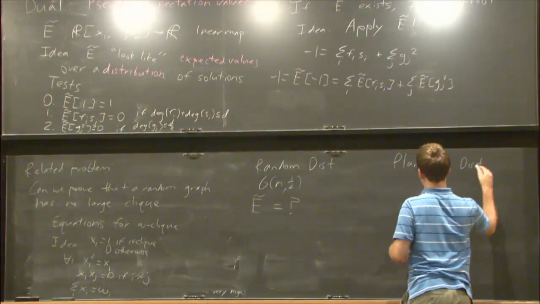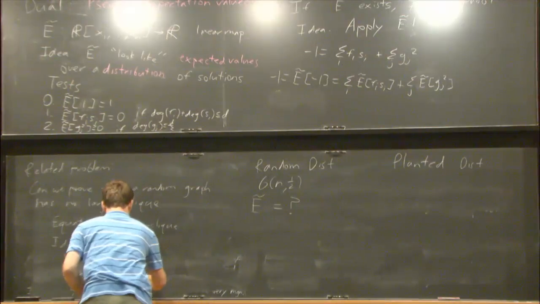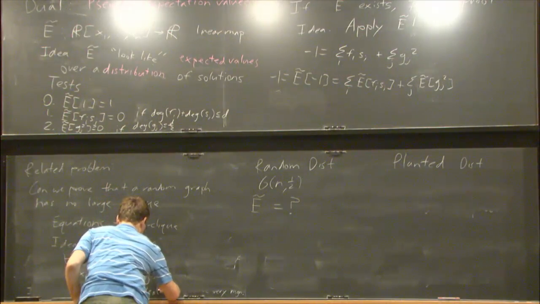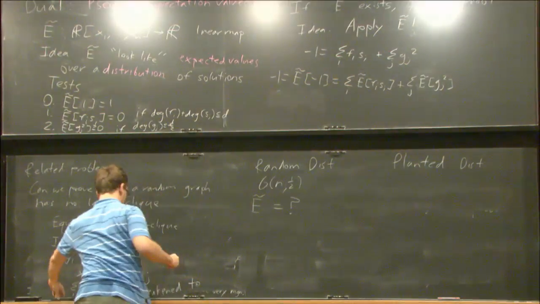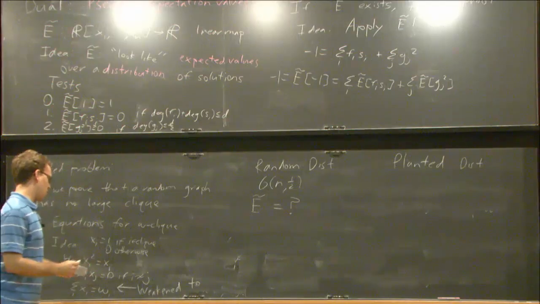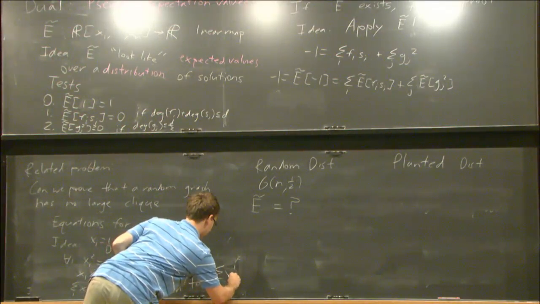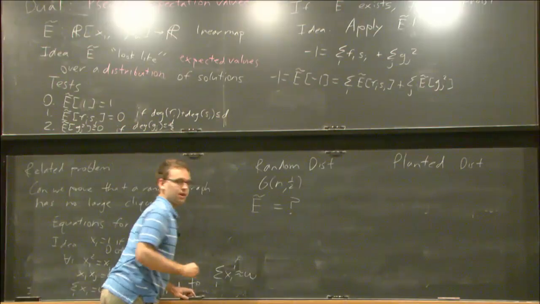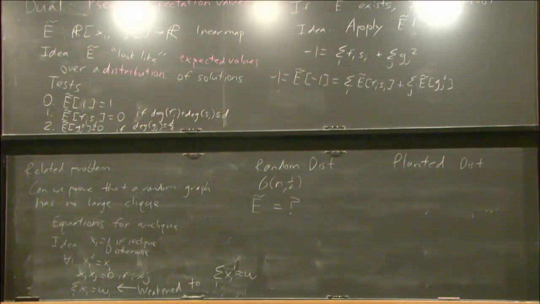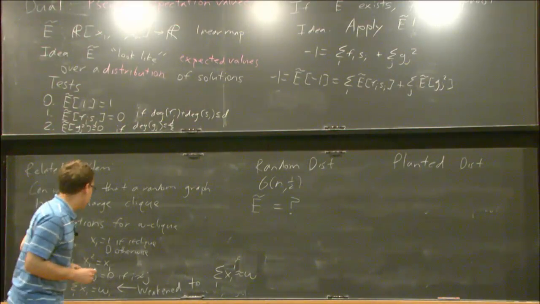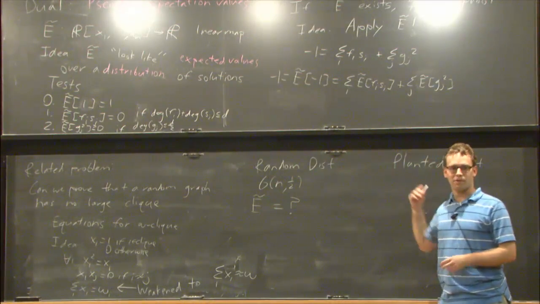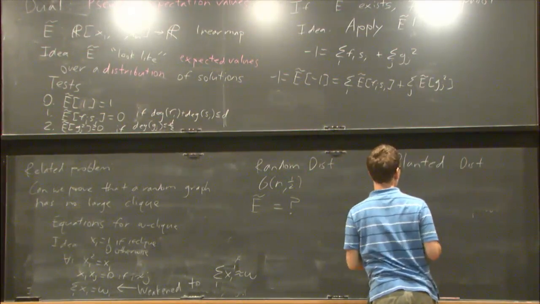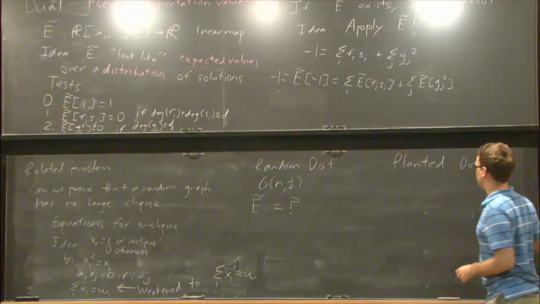In the planted distribution, I should say that in our actual result, we have to weaken this equation a bit to say that we only satisfy it approximately. Intuitively, it shouldn't make a big difference, but at the moment we don't actually have a proof of that. But anyways, it's useful to think in terms of comparing two distributions. We have the random distribution and the planted distribution.